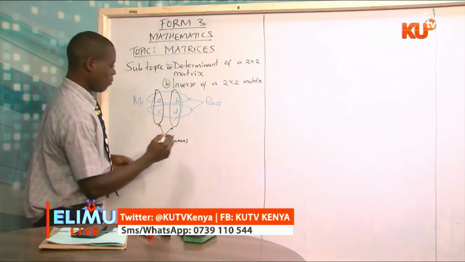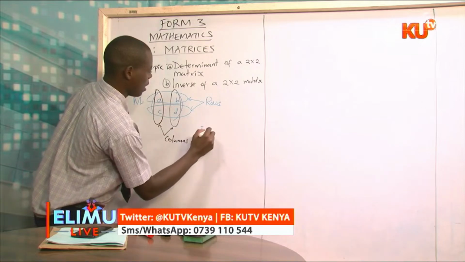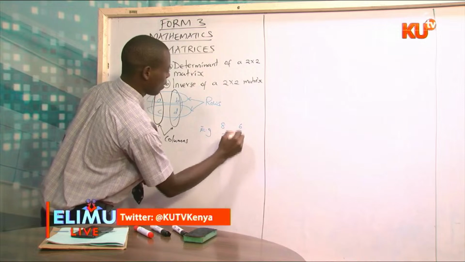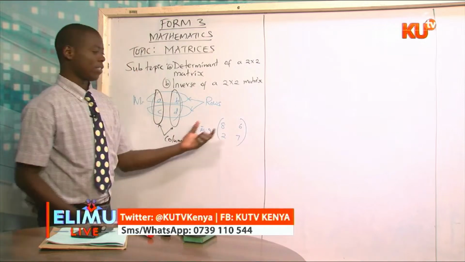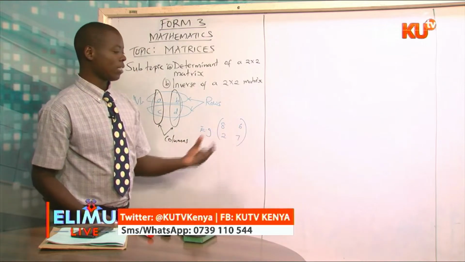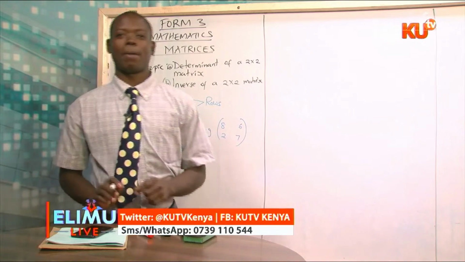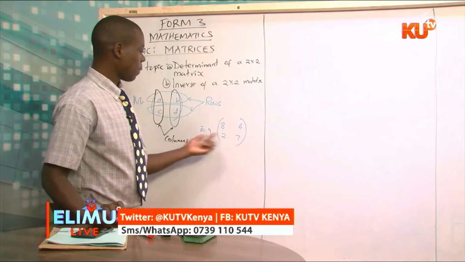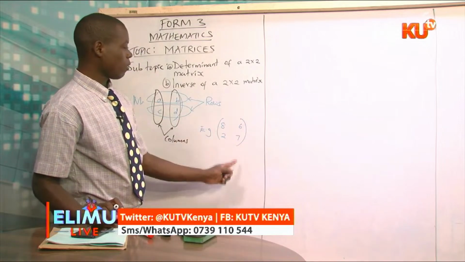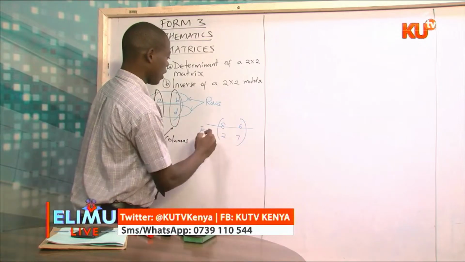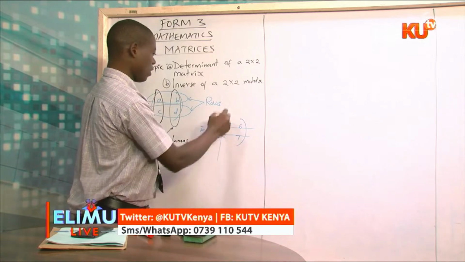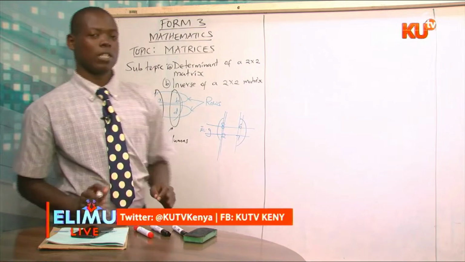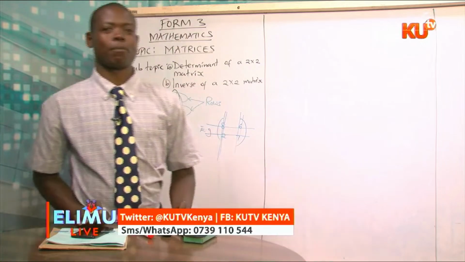Again, for example, we could have a matrix 8, 6, 2, 7. 8, 6, 2, and 7 are elements of the matrix, and they have been arranged in rows and columns. When we're talking of rows, we're talking about the horizontal arrangement, and with columns, we are talking about the vertical arrangement. That is what we mean by a matrix.